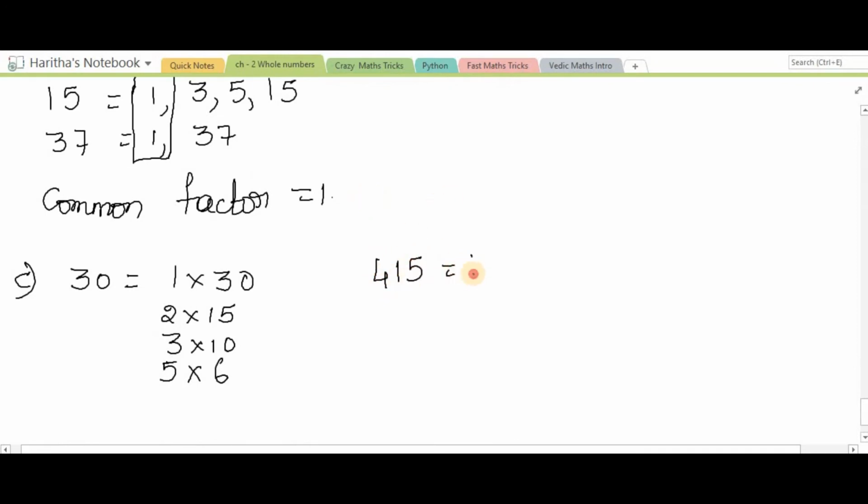Now 415. 1 into 415. The 2 table will not come because the last digit is not even. For the 3 table, 4 plus 1 is 5, 5 plus 5 is 10, so it is not a multiple of 3, and 3 will not come. In the 4 table, the last two digits 15 are not a multiple of 4, so the 4 table will not come either. Now we are left with the 5 table: 5 8s are 40, 5 3s are 15. The 6 table you will not get, and the 7 table we will check like this: 7 5s are 35.